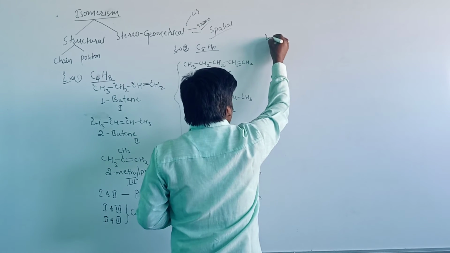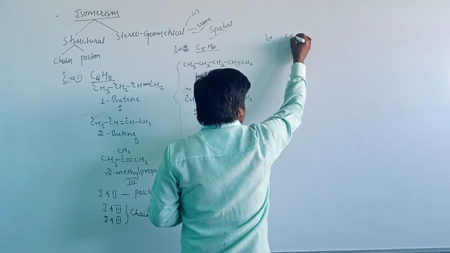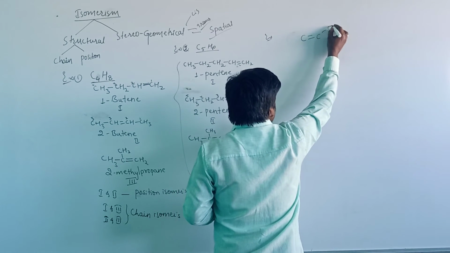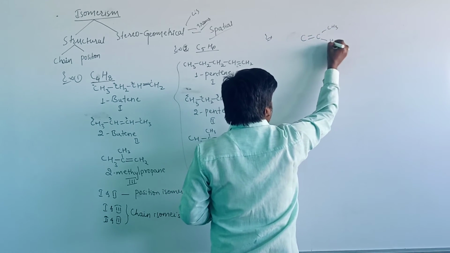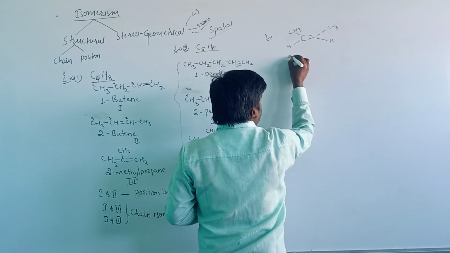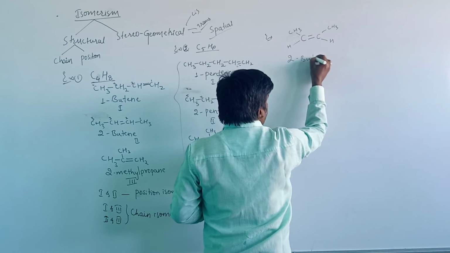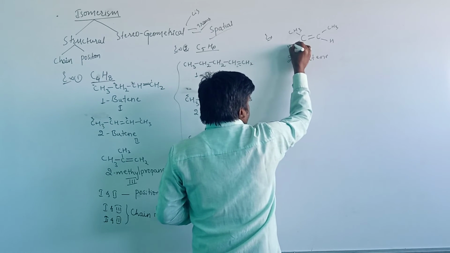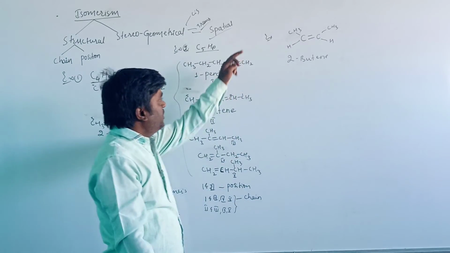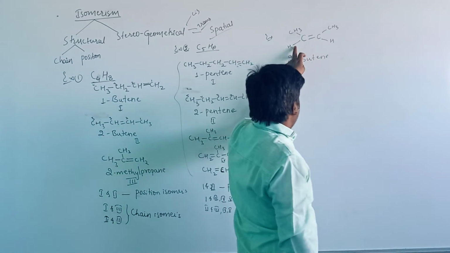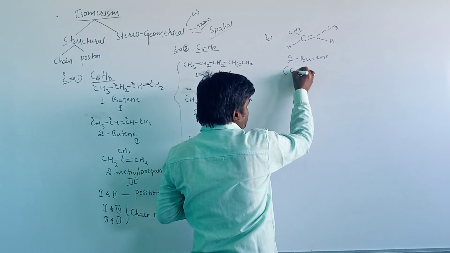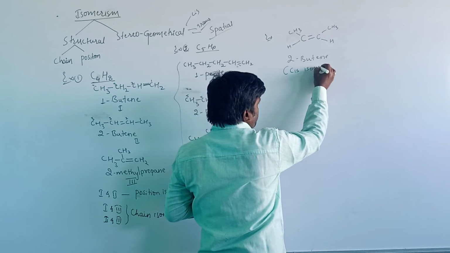Consider an example here. CH3, C double bond C, CH3, hydrogen, then CH3, then hydrogen. The compound is 2-butene. If the same groups are present on the same side, then those are known as cis isomers.